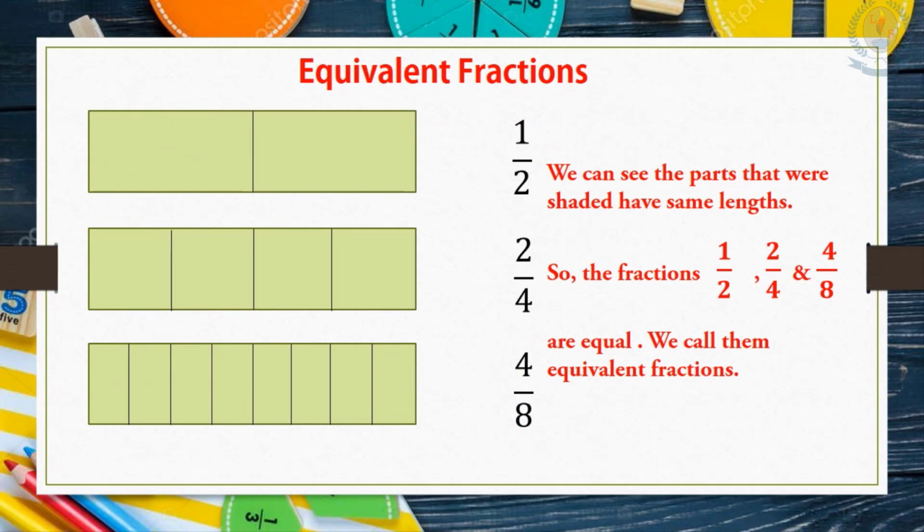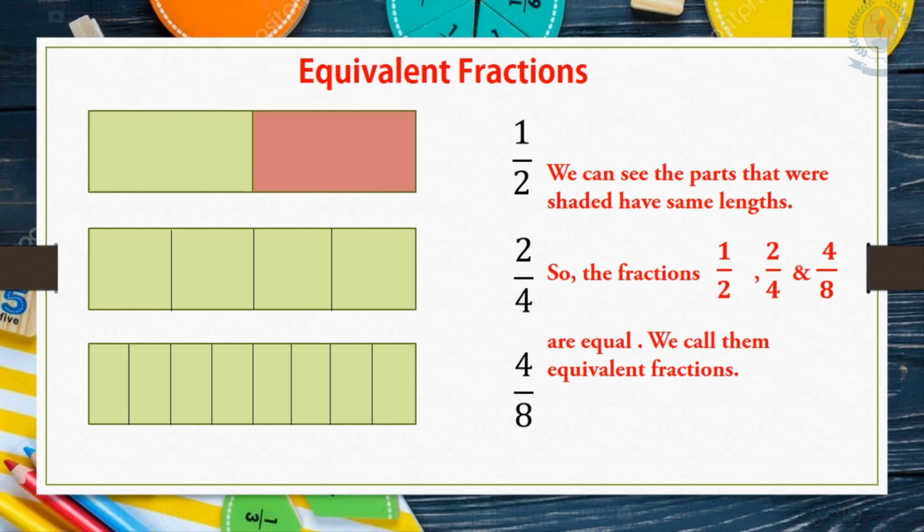Let's learn about equivalent fractions. Here you can see there are 3 rectangles. Look at the first one. We divided this into 2 equal parts and selected one part. So the fraction will be 1 over 2. We select one part out of 2 parts.